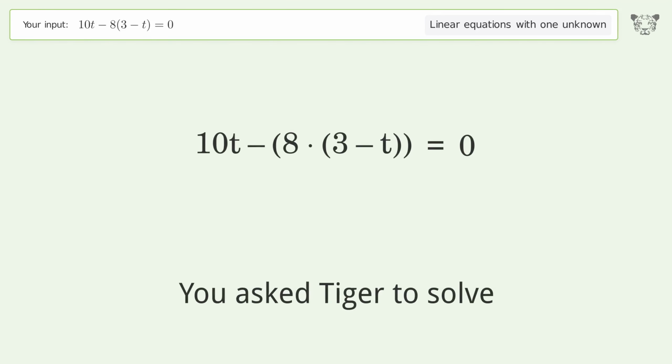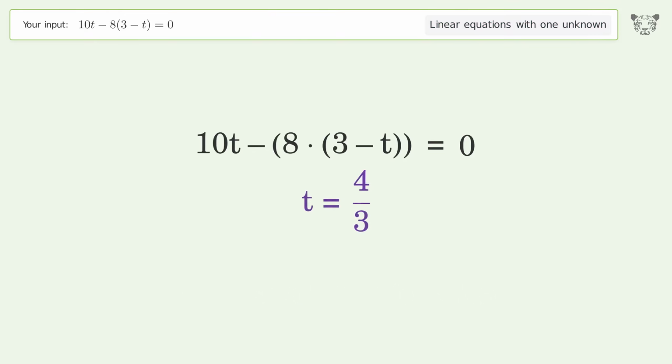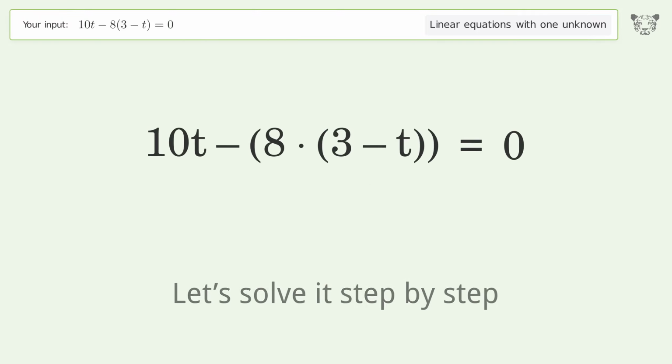You ask Tiger to solve. This deals with linear equations with one unknown. The final result is t equals 4/3. Let's solve it step by step.